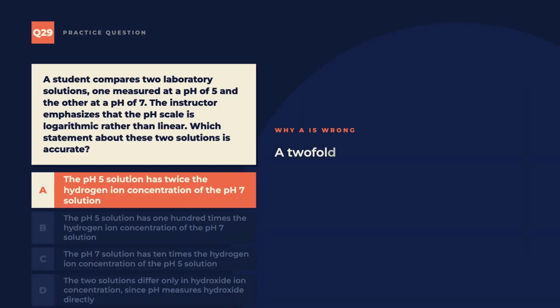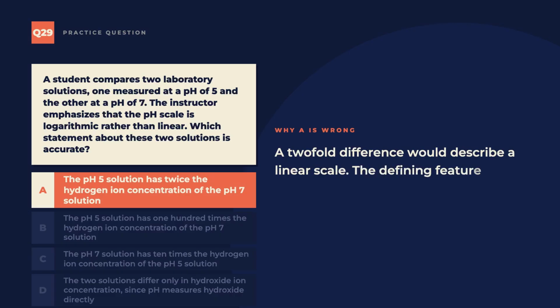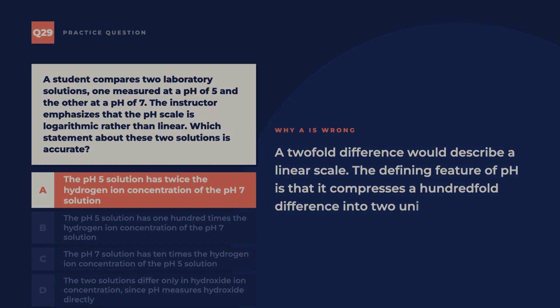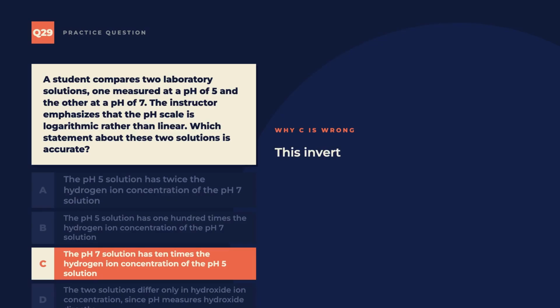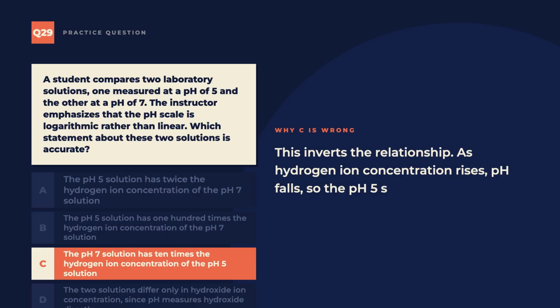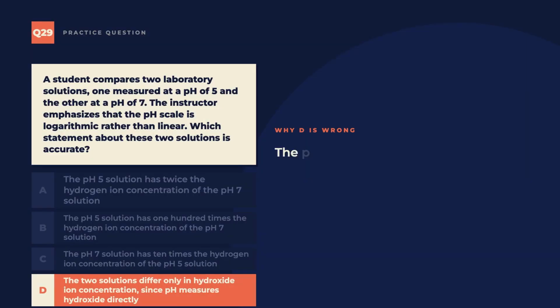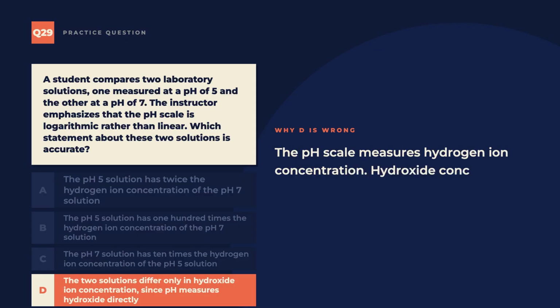A is wrong because a 2-fold difference would describe a linear scale. The defining feature of pH is that it compresses a 100-fold difference into 2 units. C is wrong because this inverts the relationship. As hydrogen ion concentration rises, pH falls, so the pH 5 solution is the more acidic of the two. D is wrong because the pH scale measures hydrogen ion concentration. Hydroxide concentration moves inversely with it, but is not what the number reports.